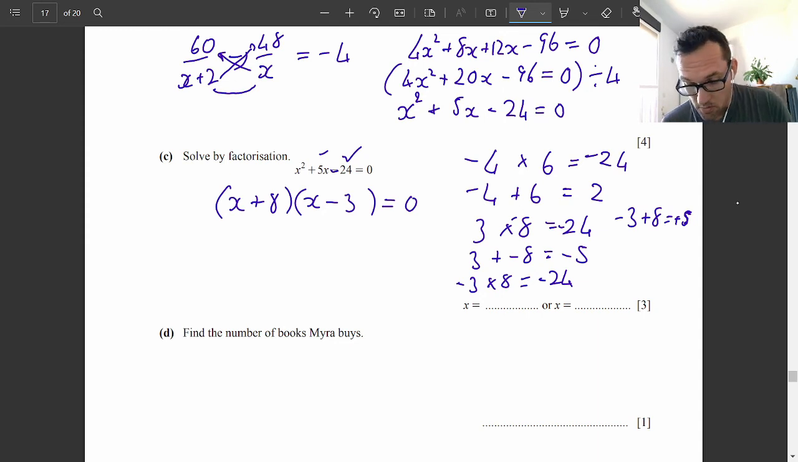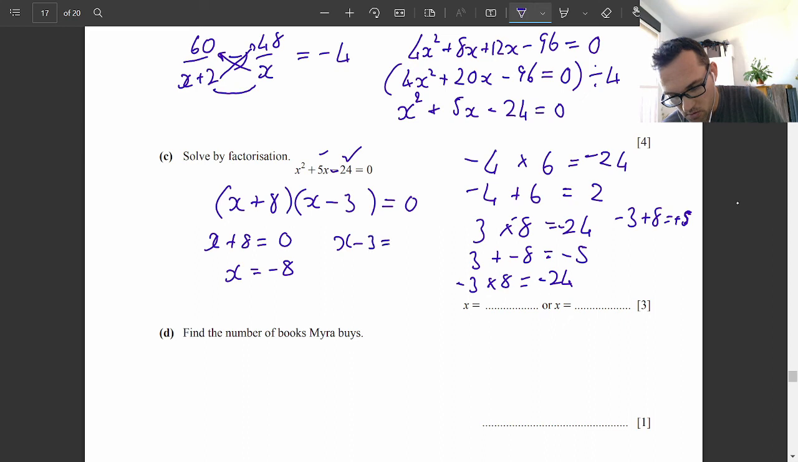What we need to solve it, we need to find out what is 0. Now, because these two multiplied together give me 0, it means each can be set equal to 0. So if x plus 8 is 0, x is negative 8. If x minus 3 is equal to 0, it means x equals 3. So there's our two answers, negative 8 and 3.